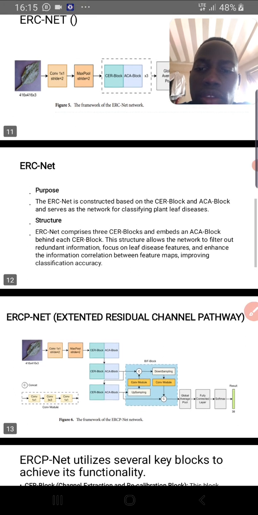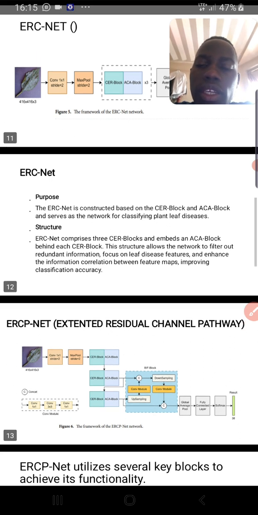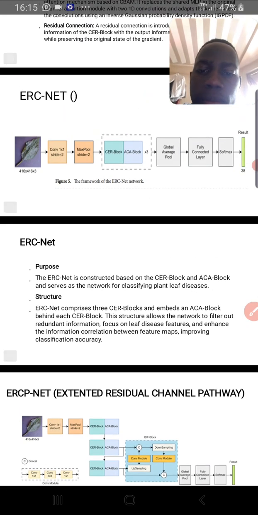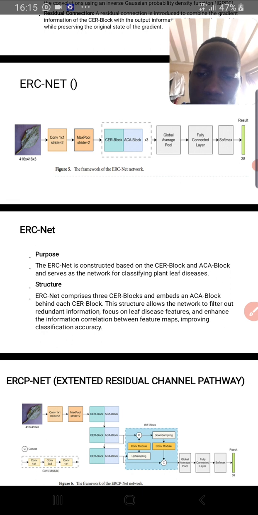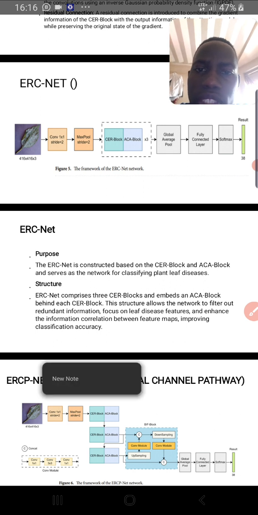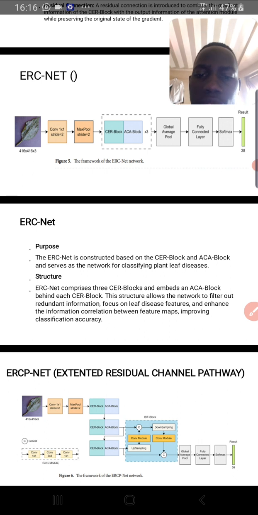It comprises 3 SCA blocks, and the SCA block is placed after the CER block. This structure filters out redundant information, focuses on leaf disease features, enhances information between the feature maps, and also improves the classification accuracy.